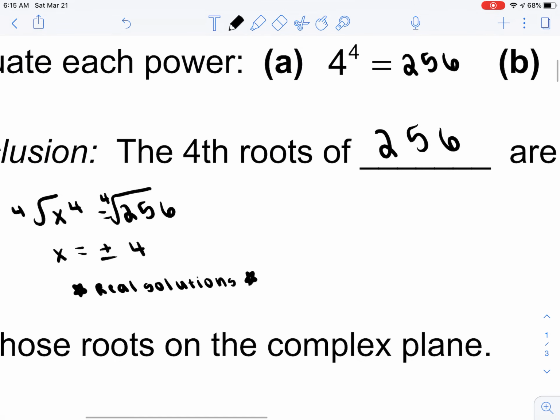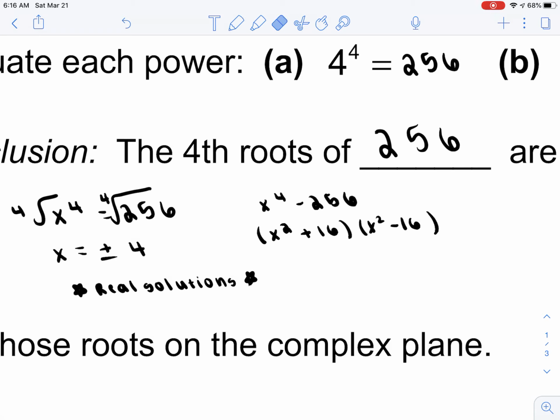Now, when you learned how to factor x to the 4th minus 256, you may have seen that this can be written as x squared plus 16 times x squared minus 16, and you would get those solutions by setting those equal to 0 and getting both the real and imaginary. But had you not factored, you would have only provided the real solutions.